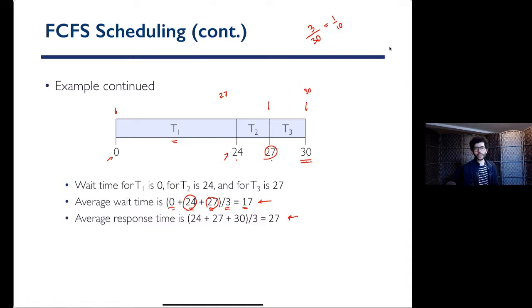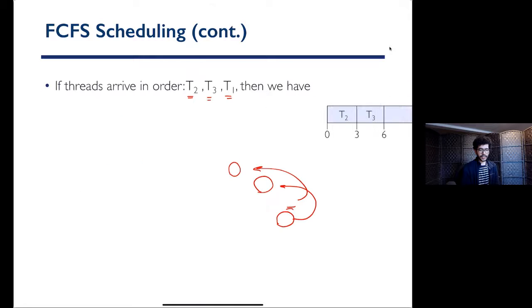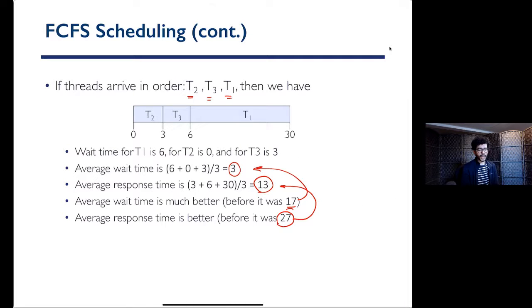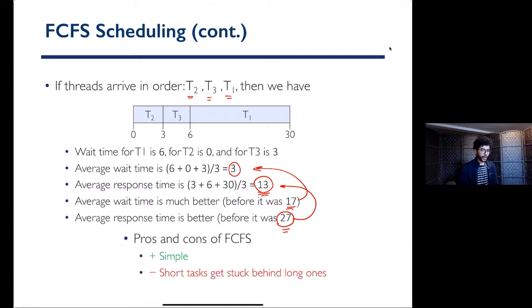1/10 of a task per unit of time. So in both cases, I have the same throughput. But as you can see, response time has dramatically decreased. In fact, it's less than half. In the first scheduling, it was 27. In the second one, it's 13. So this is one example where throughput hasn't changed, but response time has improved. So that's one example to show you that these two are not completely related.